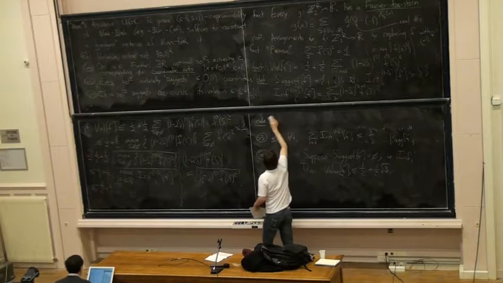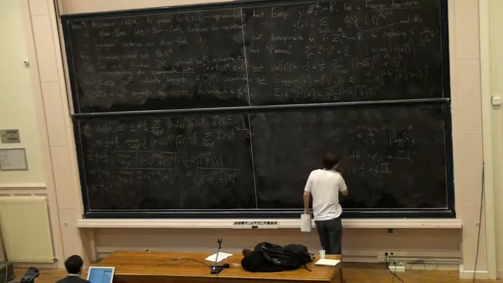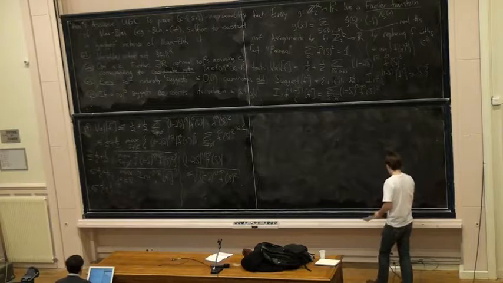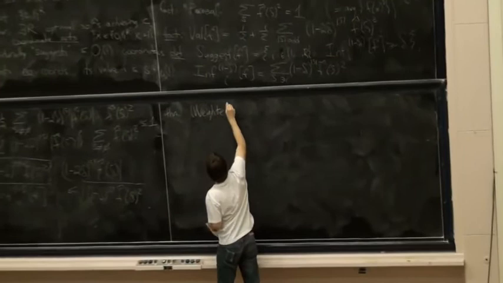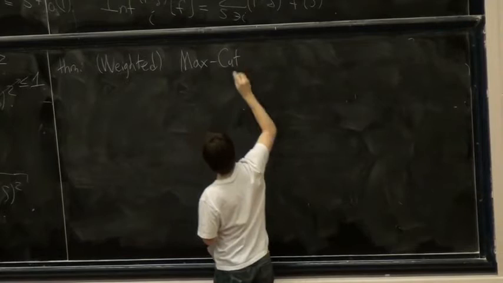OK, so the theorem I want to do now concerns max cut. Well, it actually concerns weighted max cut. So this is just the same as max cut, except the edges of the graph have weights, non-negative weights, that sum up to 1, just like in max 3-lin. You're trying to find a two-coloring that maximizes the weight of bichromatic edges.